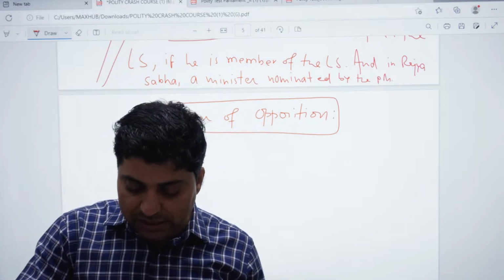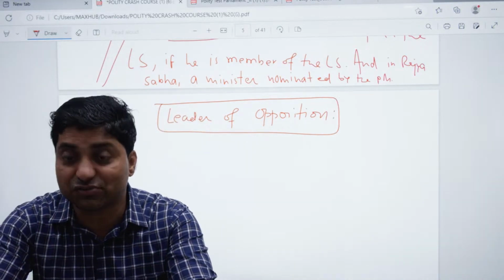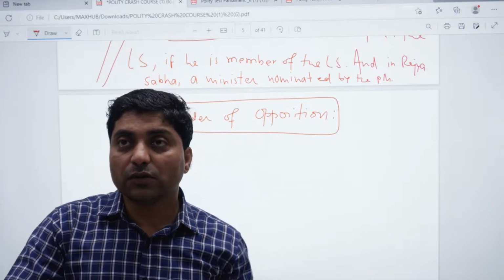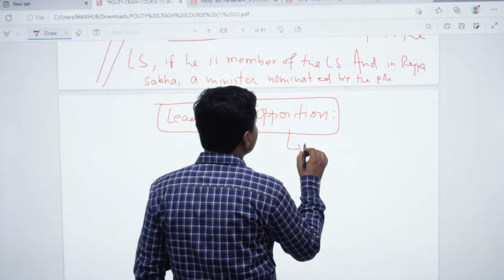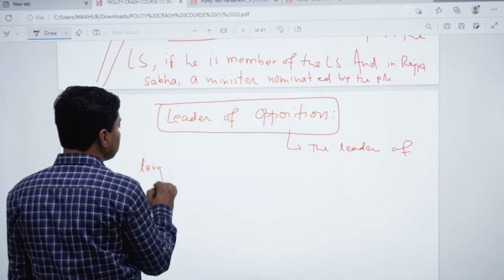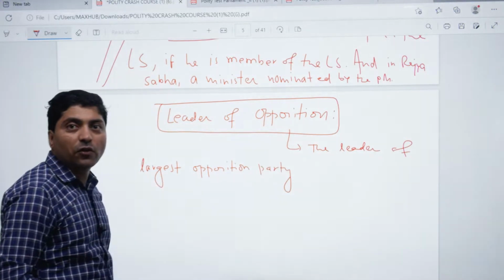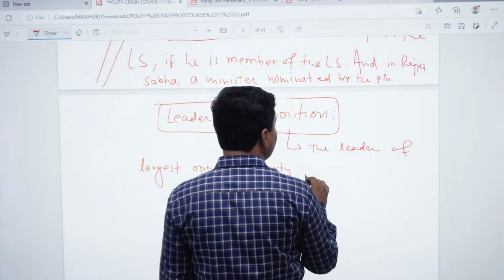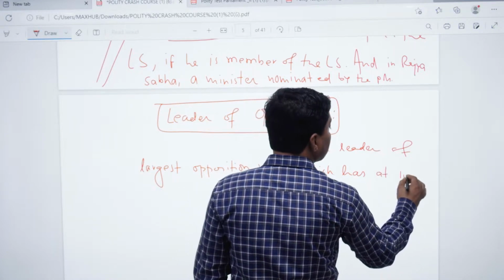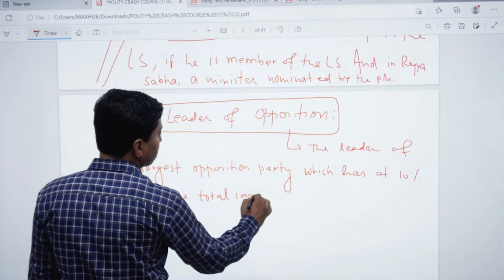And who is the leader of the opposition? Basically, the leader of the largest party, having at least a minimum of 10% of seats of the total strength of the house, is recognized as the leader of the opposition in that house. Who is the leader of opposition? The leader of the largest opposition party, which has at least 10% of the total seats in that house.